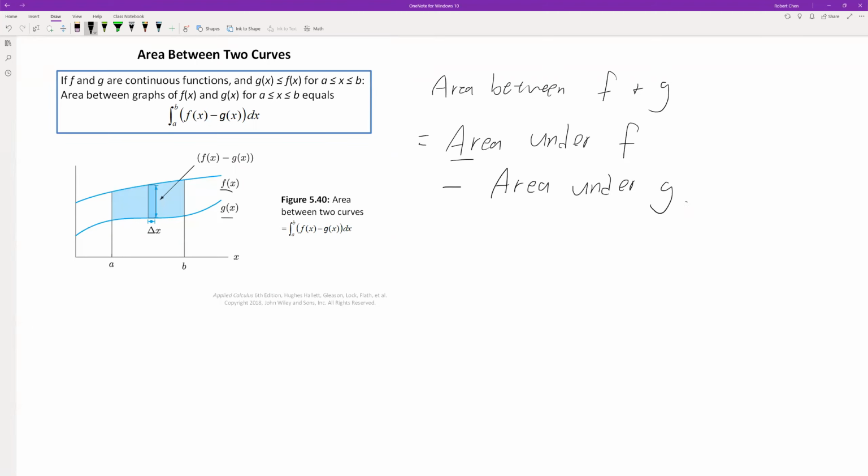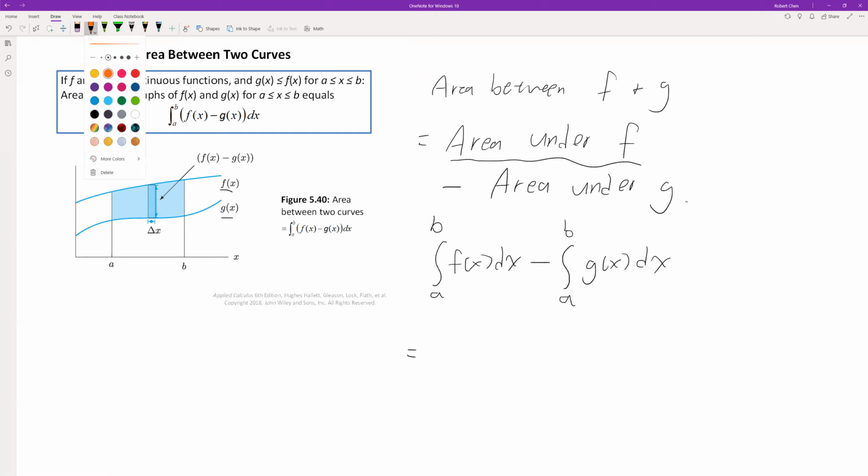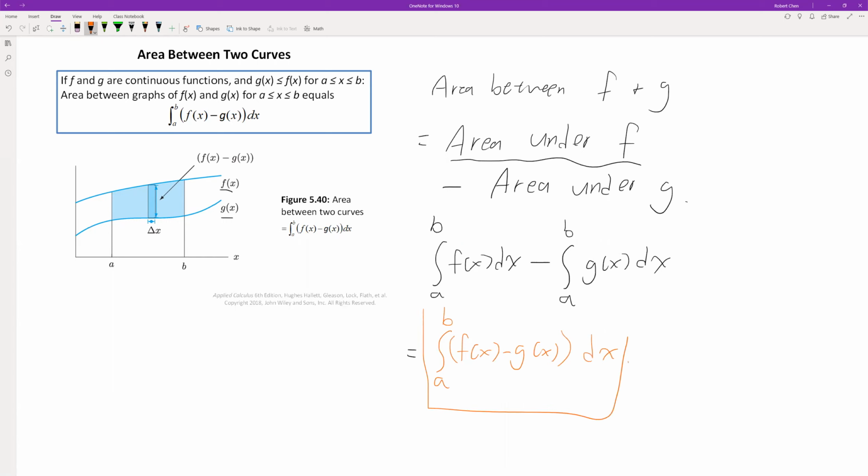So the area under f can be represented as the integral from a to b of f of x dx, minus the area under g, which is the integral from a to b of g of x dx. To simplify it even further, we can combine them into just one integral going from a to b of f of x minus g of x dx. And this is how you find the area between any two given functions.